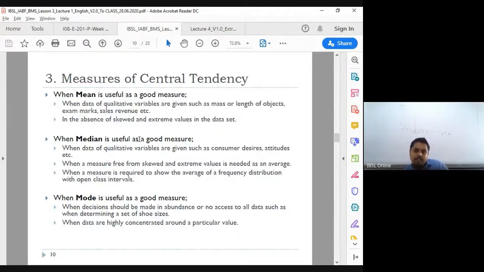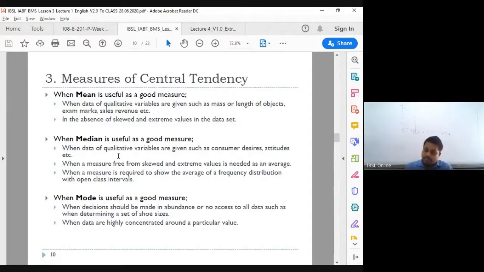Look at the median. Median is useful as a good measure when data of qualitative variables are given, such as consumer desires, attitudes, etc. Unlike the point here, sorry about the typo, it should be quantitative. This should be qualitative. So let's say consumer desires, you could say consumers' preference towards a particular good with a Likert scale of 1, 2, 3, 4, and 5. Or let's say 1 to 20. You could identify, okay, what is the middle value?